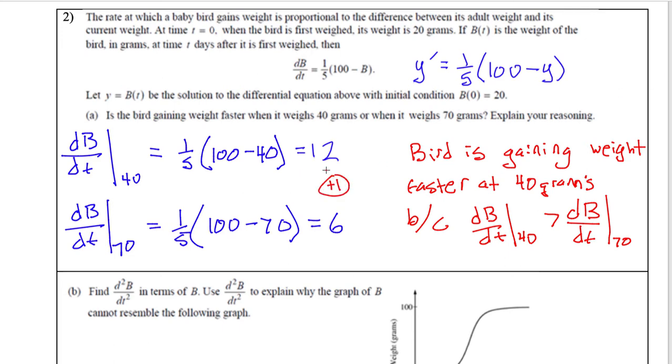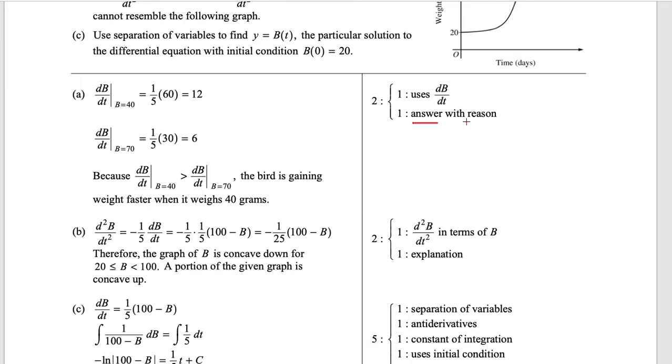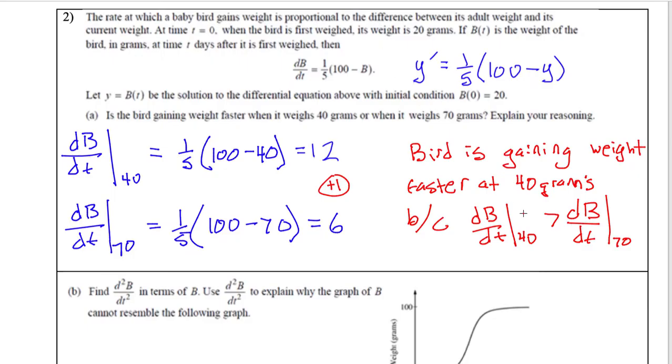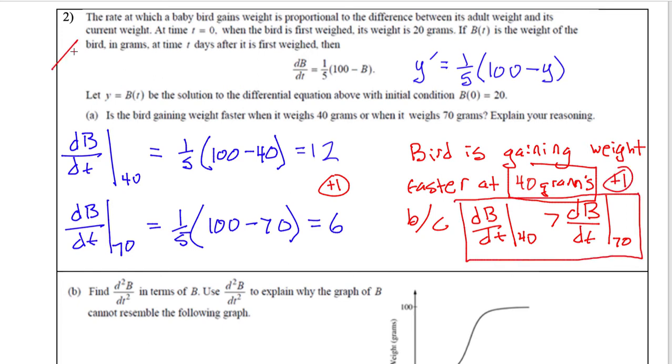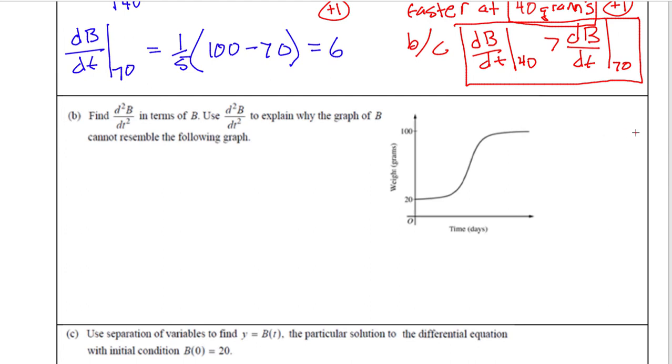We not only showed it, but we got it correct. On top of that, this is the hard part: you need to get the answer and have the correct reasoning. The answer is that one is bigger than that one, so it's gaining weight faster at 40 grams. I'll box the part that's important. Those two parts will give you the other point, out of 2 points for part A. Other questions? Okay, part B. This is the tricky bit that no one got.